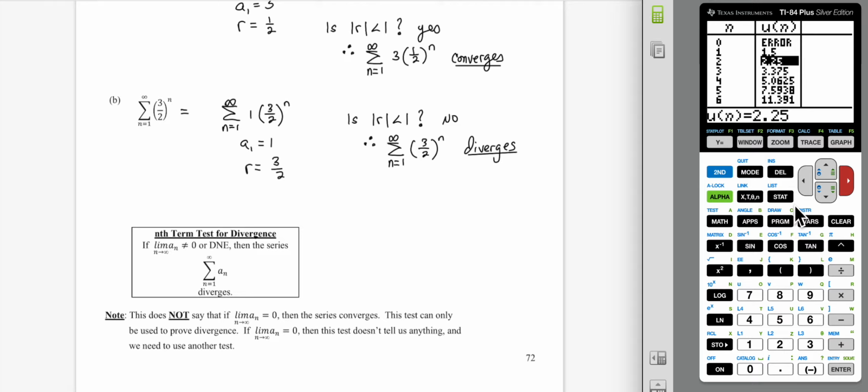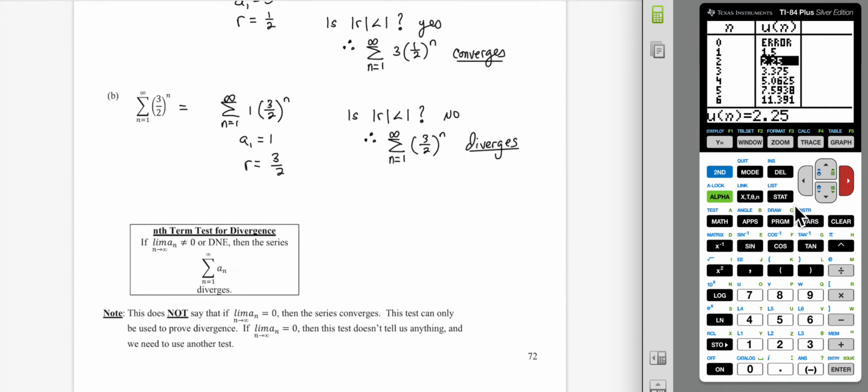So the notation here, like at the bottom, not notation as in like a sub n, notation as in like condition or caution. This does not say that if the limit is equal to 0, the series converges. It only proves divergence. That's why it's called the nth term test for divergence. All right. If the limit is equal to 0, then we don't get anything out of it. Then we have to use some other kind of test. All right. But this nth term test for divergence is a useful test, at least to get you started.